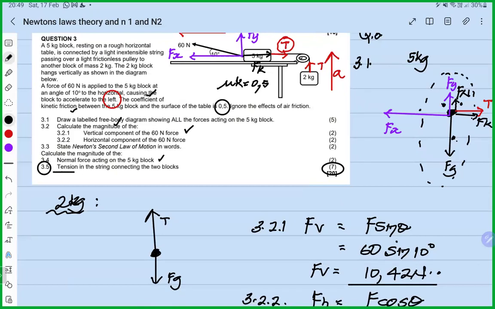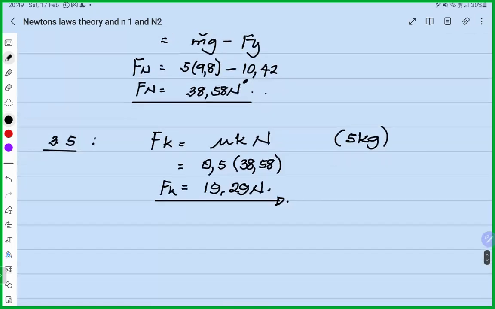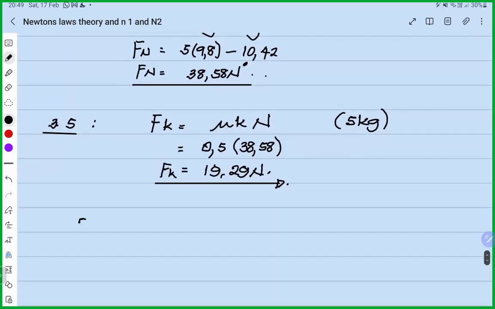Calculate the tension in the string, not the acceleration. So that's the start of the 3.5. So you have your 2 masses. I'm going to start off with the harder one first, which is the 5 kilogram.